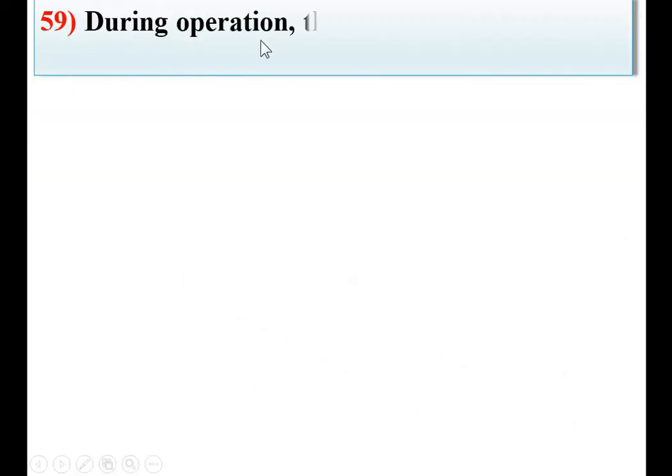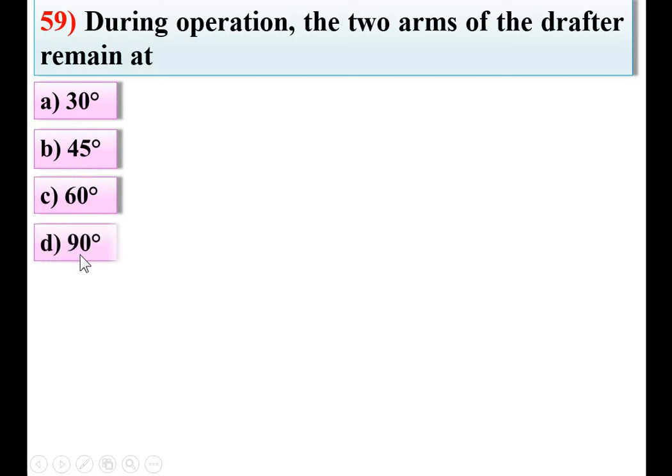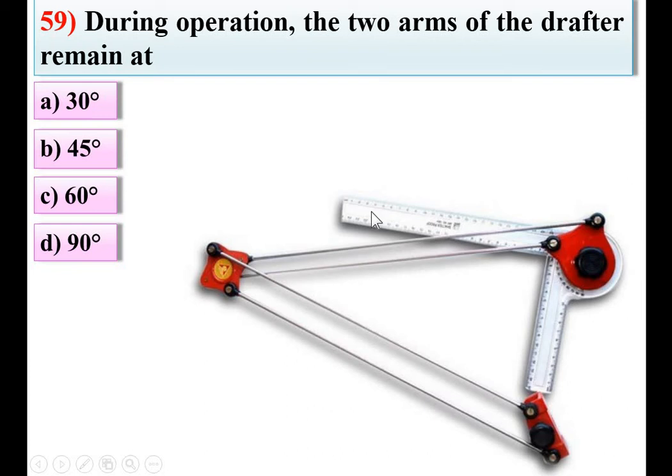Next, during operation, the 2 arms of the drafter remain at options: 30 degree, 45 degree, 60 degree, 90 degree. So first consider the image of the mini drafter, and here these are the 2 arms of the mini drafter, and that is always perpendicular to each other. That means 90 degree between the 2 arms. Whatever it may be the position of the drafter, this 90 degree remains constant between the 2 arms. So D is the right answer.